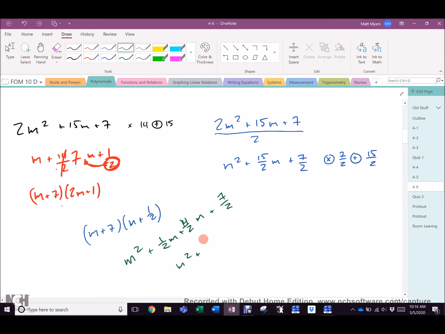1 plus 14, people. 15 over 2m plus 7 over 2. See how that is that? So all I did was, when I get to here, this 2 bothers us, right? The shortcut is to slide it to the front.